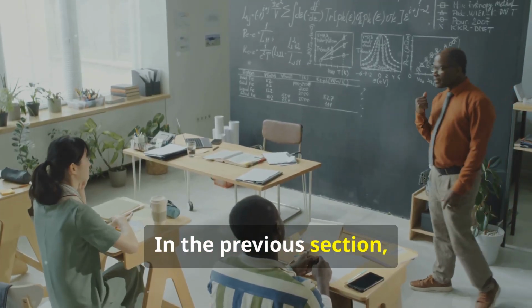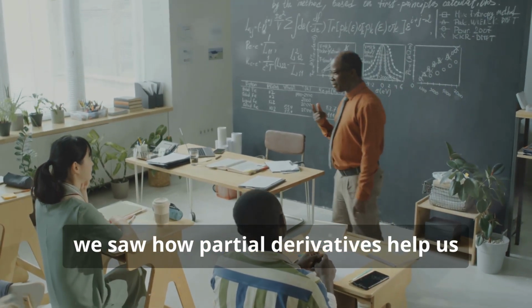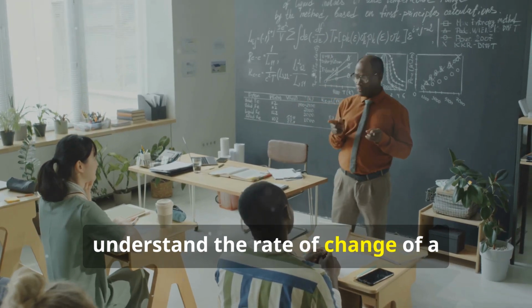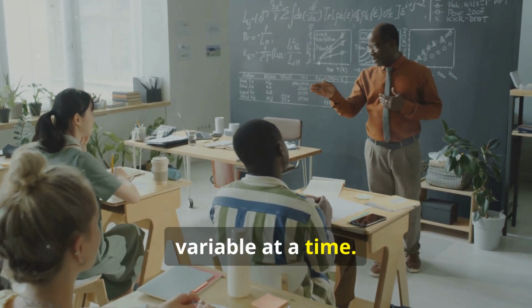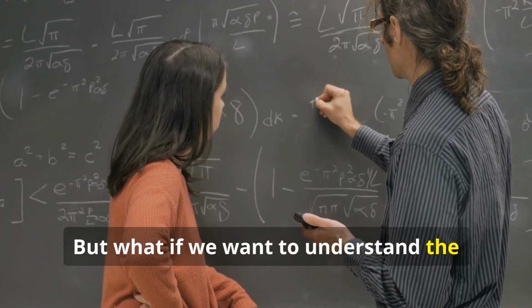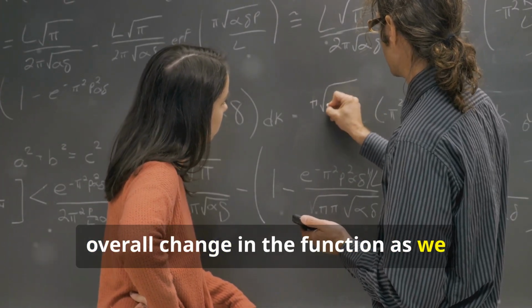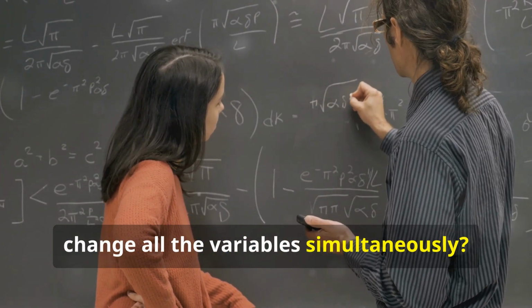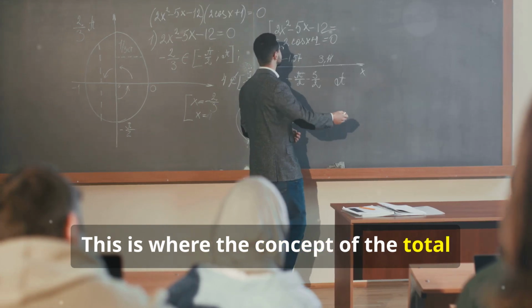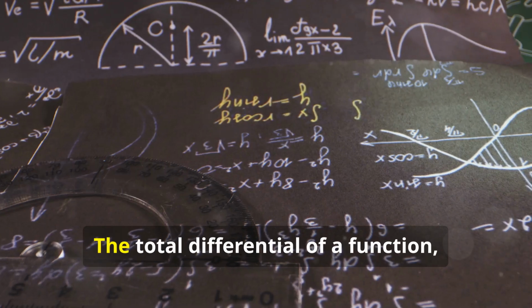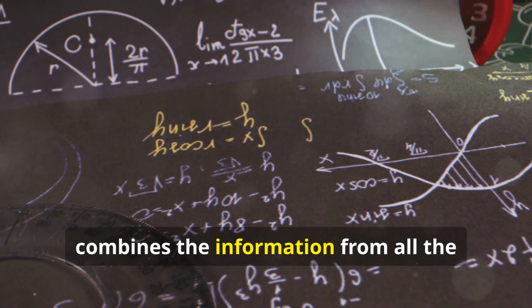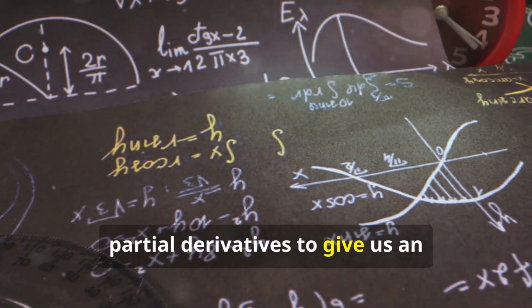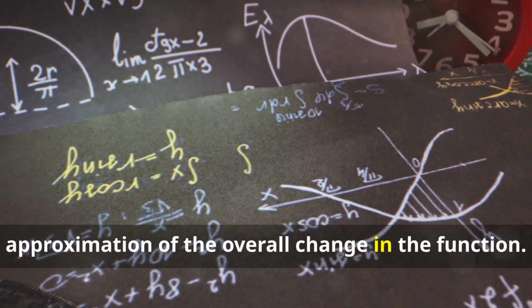In the previous section, we saw how partial derivatives help us understand the rate of change of a multivariable function with respect to one variable at a time. But what if we want to understand the overall change in the function as we change all the variables simultaneously? This is where the concept of the total differential comes in. The total differential of a function, denoted by df, combines the information from all the partial derivatives to give us an approximation of the overall change in the function.